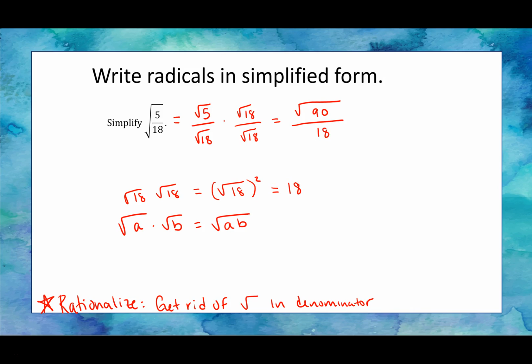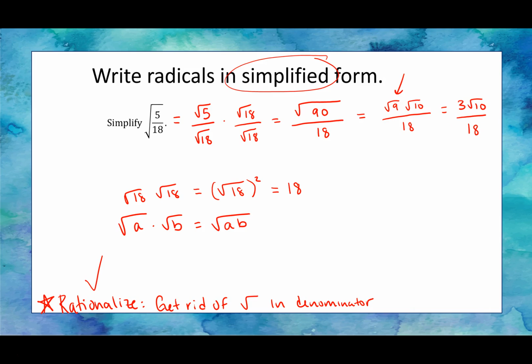All right, now we have rationalized the denominator, but it is not in simplified form. So what I can do is rewrite my numerator as the square root of 9 times the square root of 10 all over 18. And what is the square root of 9? What's the square root of 9? It is 3, so I can write this as 3 root 10 over 18.